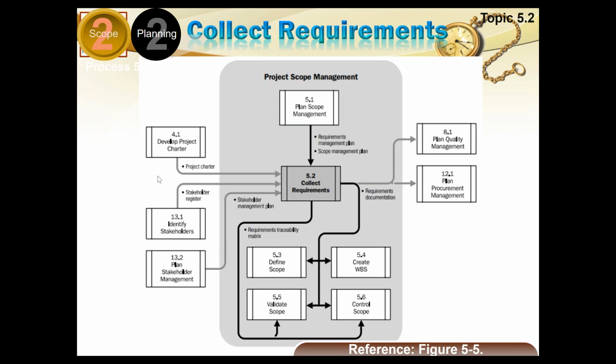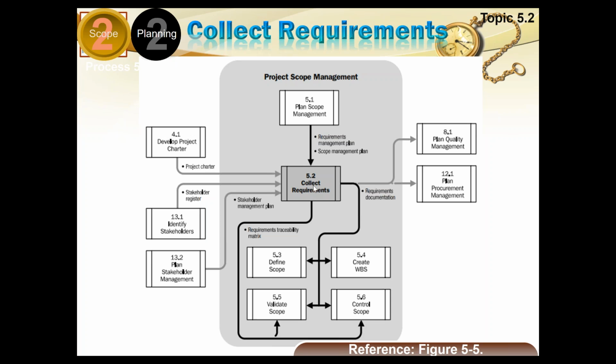So you can see here the inputs to the collect requirements process are the charter and the stakeholder register. The identify stakeholders process has given me the stakeholder register. Where was identify stakeholders done? It was in initiation. And plan stakeholder management, we have not studied so far. This is the last chapter, but that would produce the stakeholder management plan, and that is also required here. Then from plan scope management, the 5.1 process, we get the requirements management plan and the scope management plan. These are the five inputs.